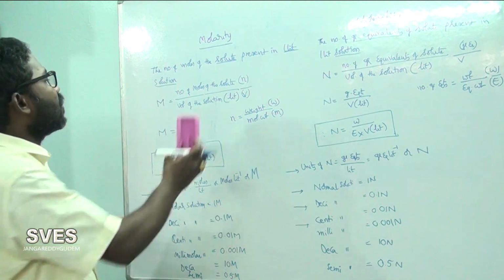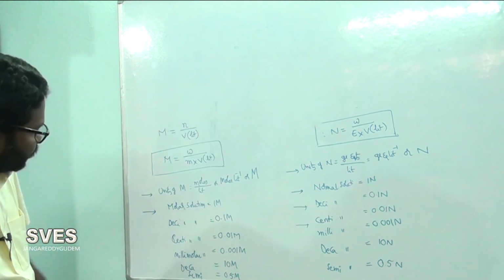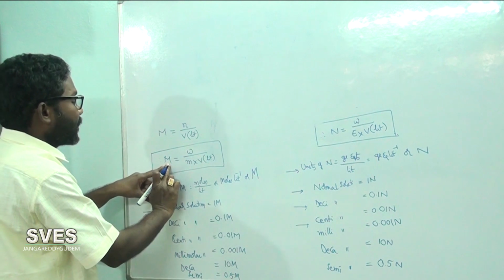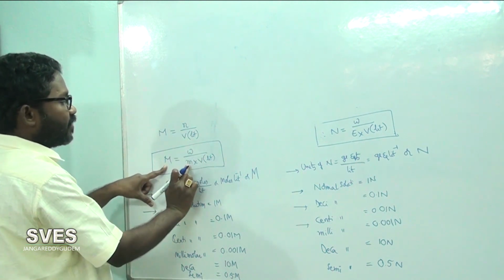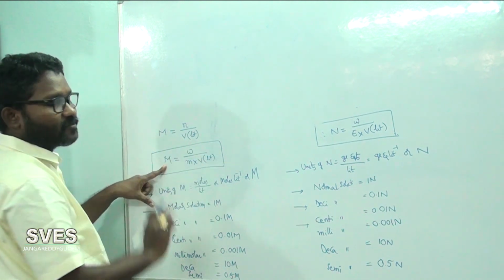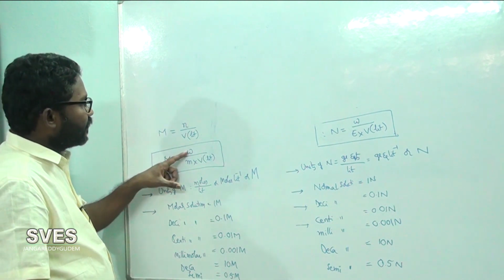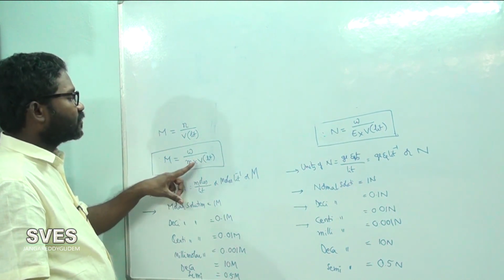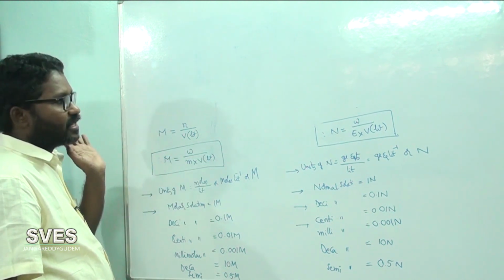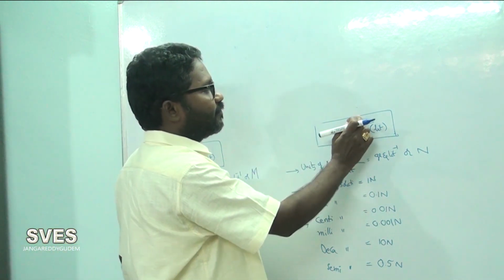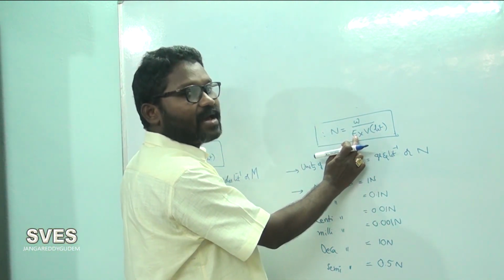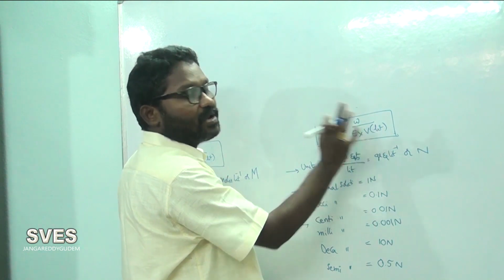Okay, now, what is the expression for molarity? Weight of the solute by molecular weight of the solute into volume of the solution in liters. For normality, weight of the solute by equivalent weight of the solute into volume in liters.